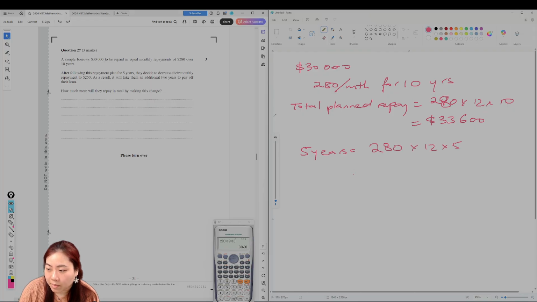But then, after 5 years of doing this, they would have paid 280 times 12 times 5, which is half the amount of that. Let's just do it correctly. 280 times 12 times 5. That is $16,800. And then they decided for the next, actually, it's not the next 5 years, it's the next 7 years, because it takes them an additional 2 years to pay off. They're going to pay only $250 every month for 7 years. How much is that? 250 times 12 times 7. $21,000.